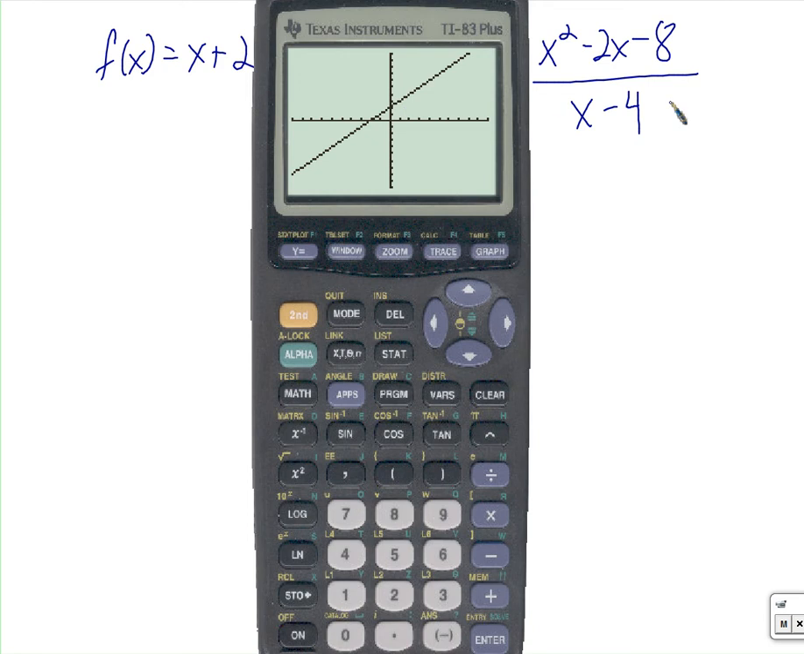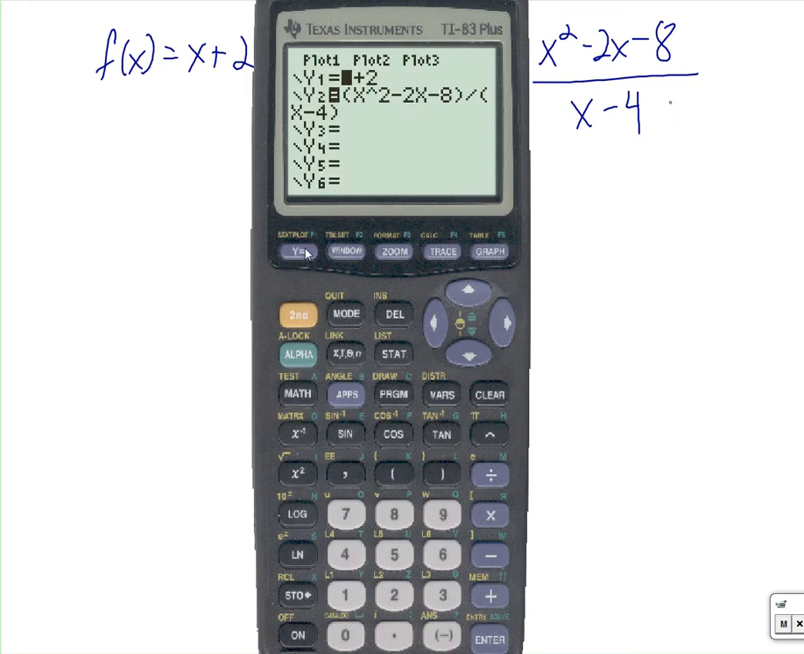This guy, right? I turned off x plus 2. So now this graph looks a whole lot like y equals x plus 2. Right? Strange.